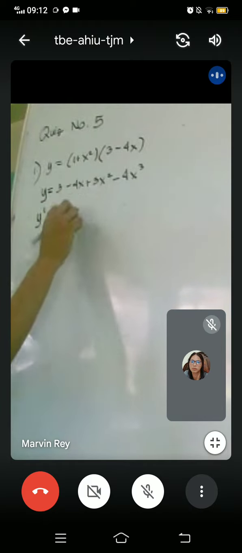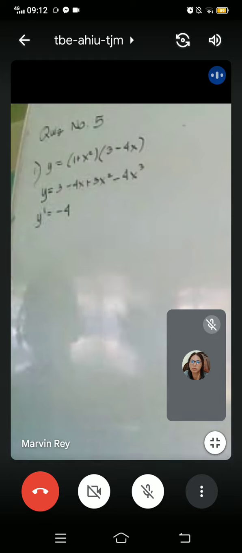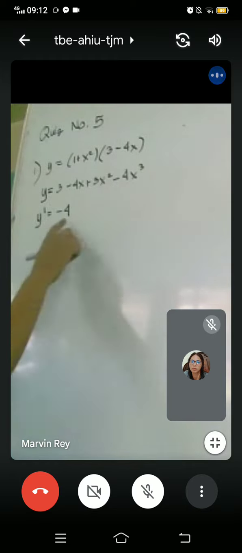Derivative of 3 is what? 0. Derivative of negative 4x is what? Negative 4 lang. Since 1 times negative 4 is negative 4, 1 minus 1 is 0, x to the power of 0 is 1, multiply to negative 4. So, negative 4 na lang.